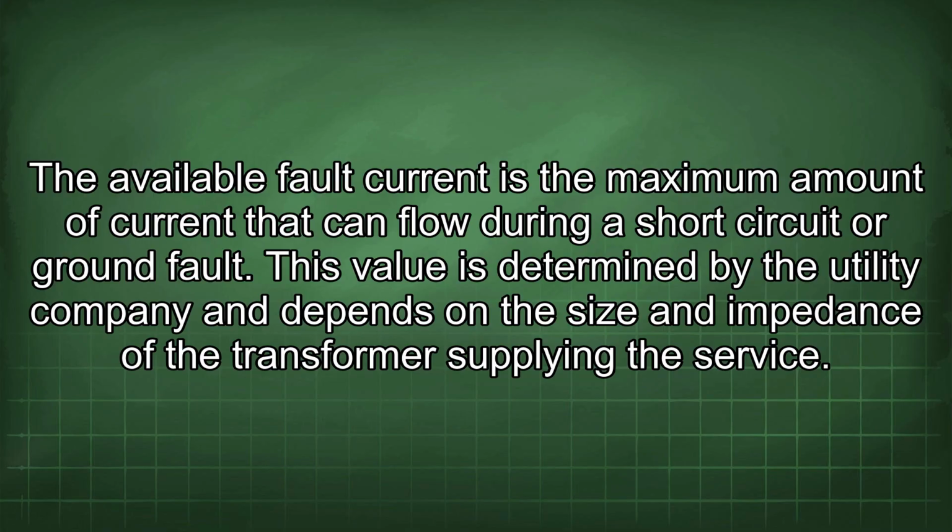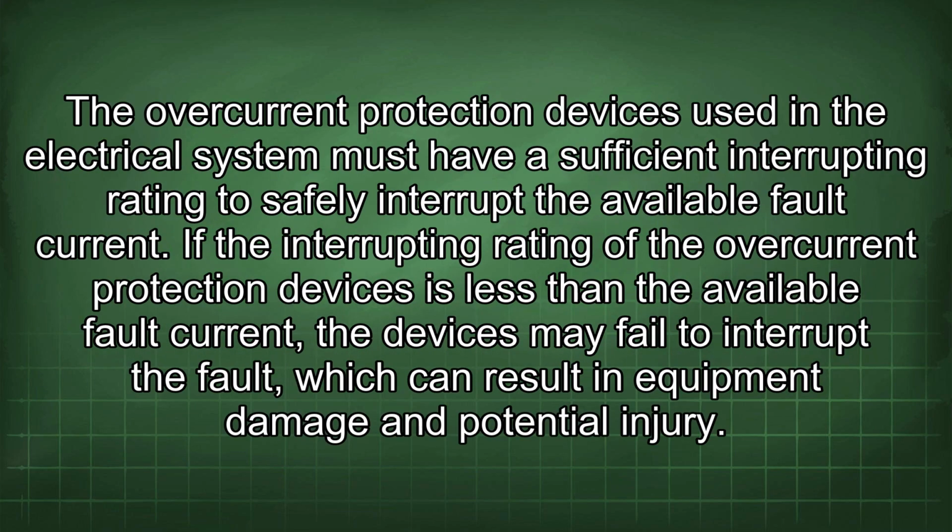This value is determined by the utility company and depends on the size and impedance of the transformer supplying the service. The overcurrent protection devices used in the electrical system must have a sufficient interrupting rating to safely interrupt the available fault current. If the interrupting rating of the overcurrent protection devices is less than the available fault current, the devices may fail to interrupt the fault, which can result in equipment damage and potential injury.